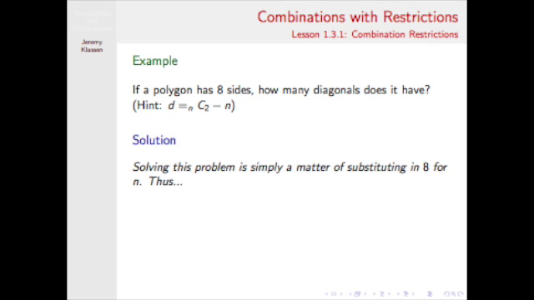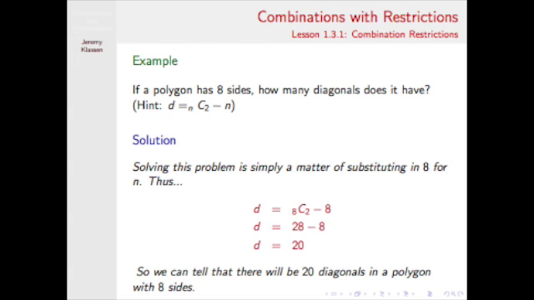So solving this problem is really just a matter of substituting in 8 for n and evaluating. Thus d equals 8 choose 2 minus 8, which becomes 28 minus 8, or 20. So we can tell that there will be 20 diagonals in a polygon with 8 sides.